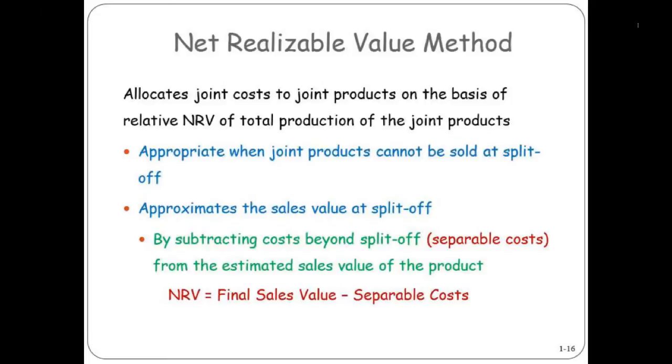So essentially what you're doing is you're working backwards from the end values to get the equivalent of a net value at split-off. Your net realizable value is your final sales value minus your separable costs.